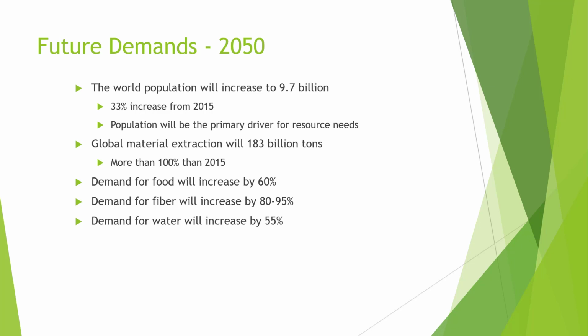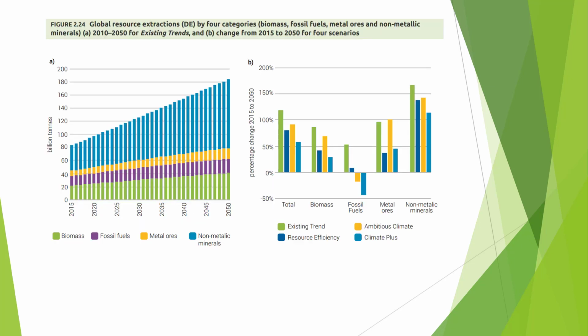Material extraction will be 183 billion tons. Remember, that's biomass, that's minerals, non-mineral metals, metals, anything that they can get their hands on. The demand for food will increase by 60%. The demand for fiber, so for clothes and other materials, 80 to 95%. And then the demand for water will increase by 55%. And here's a chart for all the scenarios that we just talked about here. You see, by 2050, all of them are going to increase.